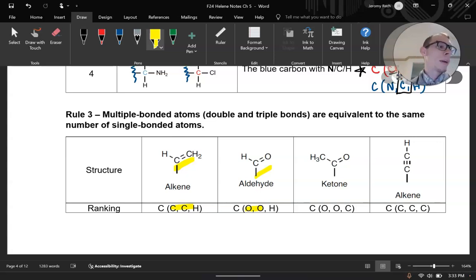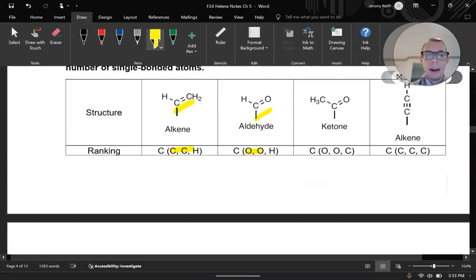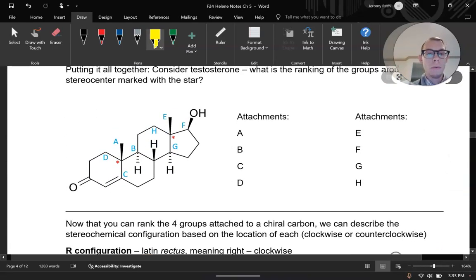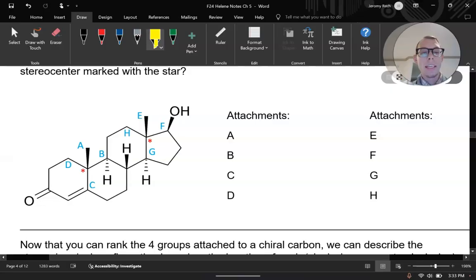So let's go ahead and do a quick example to get some practice. Here we have testosterone, and testosterone has a bunch of different chiral centers. In general, if I'm trying to identify a chiral center, I'm often going to be looking at where I get wedges and dashes. For our sake, we're actually just going to look at these 2 carbons marked with asterisks. There are other centers that exist on this molecule, but we're just going to focus on those 2.